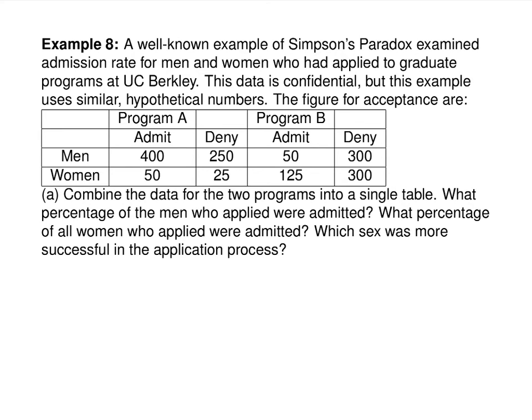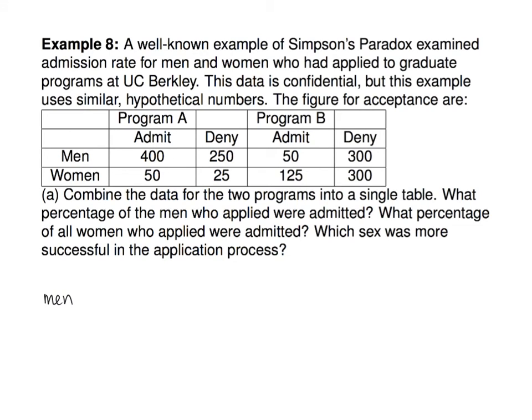You have program A and program B, and we have how many people are admitted and how many are denied. The first thing we're going to do is combine the data for the two programs into a single table. What percentage of the men who applied were admitted, what percent of the women who applied were admitted, and which sex was more successful?